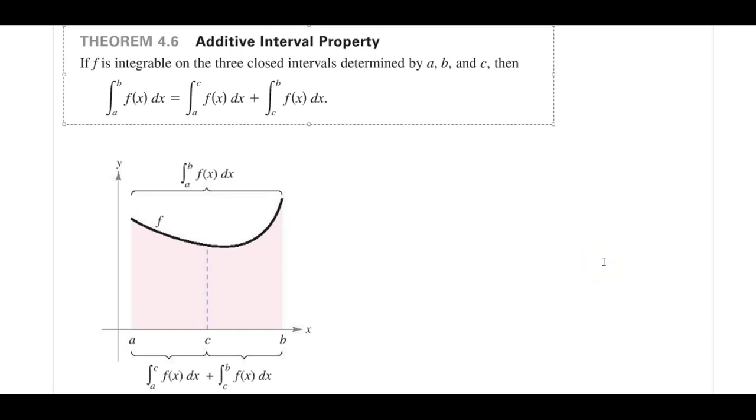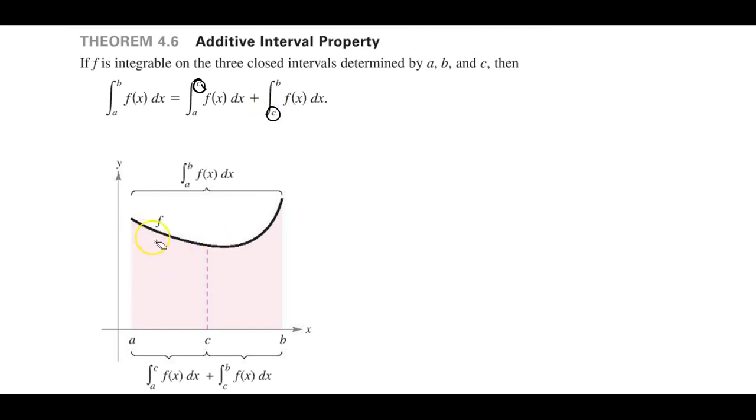Another interesting property is what's known as the additive interval property. If we have f integrable on three closed intervals determined by a, b, and c, then the integral from a to b of f of x dx is equal to the integral from a to c of f of x dx plus the integral from c to b of f of x dx. It doesn't matter which order your a, b, and c actually come in on a number line, but what does matter is that this c right here matches with this c right here.